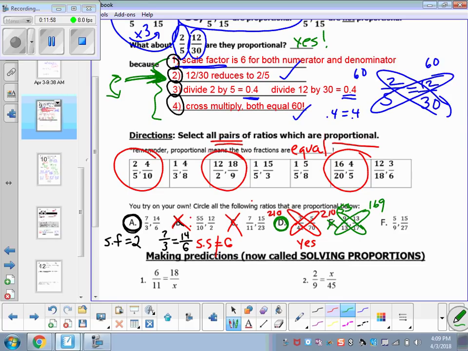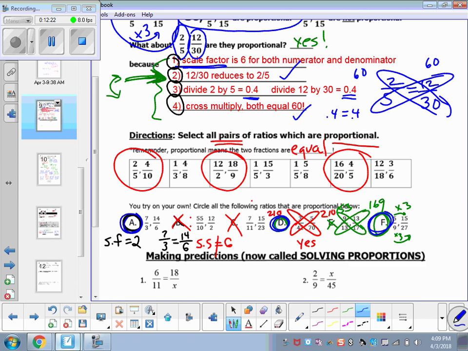And let's take a look at F. Ooh, for F, I see a scale factor. I see times 3 from here to here. And since 9 times 3 is 27, then yes, we will also select that. So to review our answers for this U try, we will select A, we're going to select D, and we're going to select F. Okay?